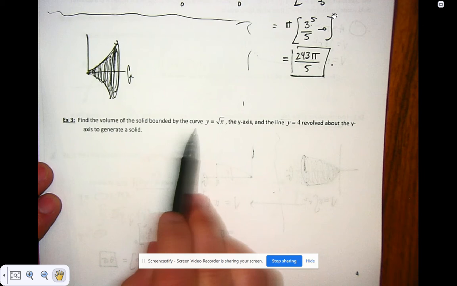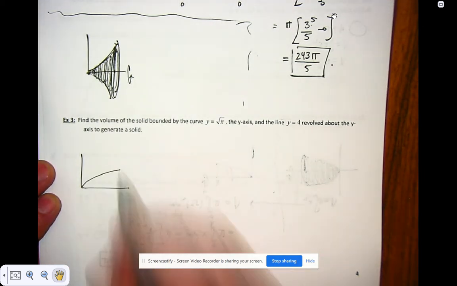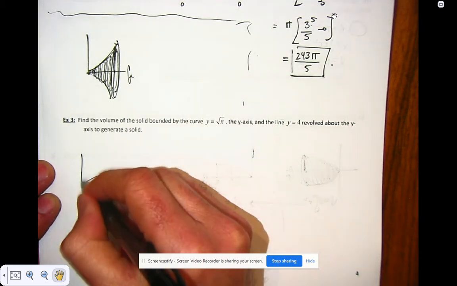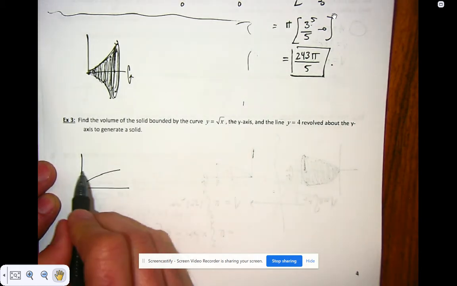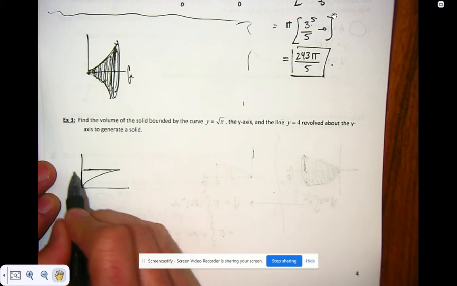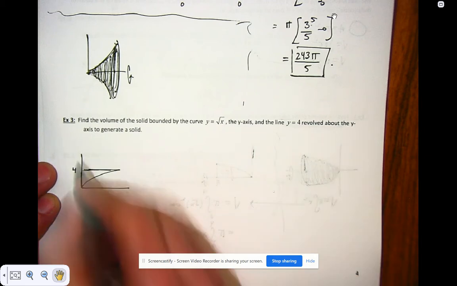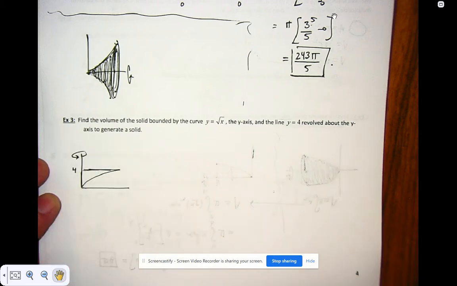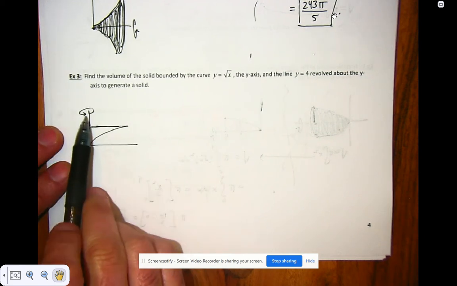All right, so let's check out this region. We've got the square root of x, which we're real comfortable with. It looks like that. The y-axis, okay, so now we're using the y-axis. The line y equals 4, which is horizontal up here, revolved around the y-axis, spinny guy. So this is not a washer, so this is good. We're still on discs. Okay, what changed is that spinny guy thing, right?